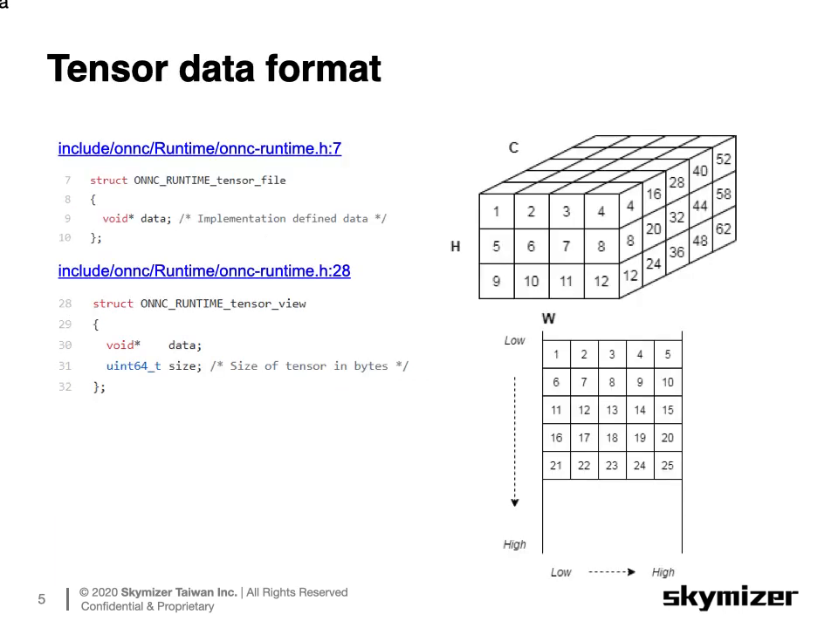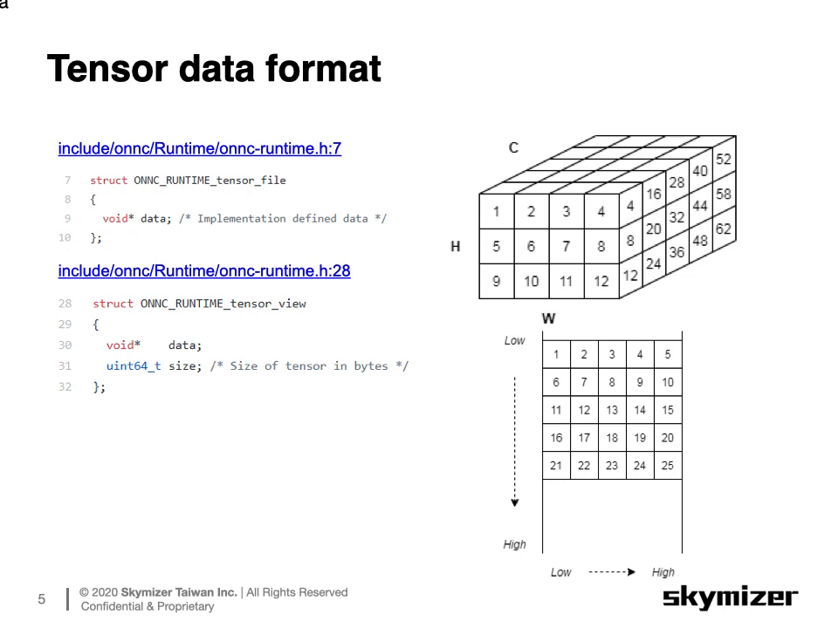ONNC runtime expects a specific memory layout for each tensor, which is the same as how weights are saved in the C backend. More specifically, a tensor should be stored in memory like a three-dimensional array, with channel being the first dimension, height being the second dimension, and width being the last dimension.